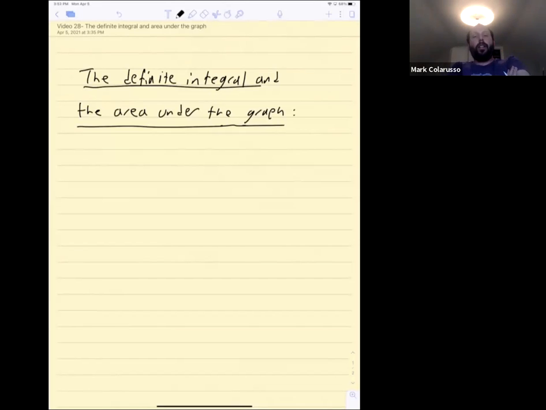Now, the same thing can be done in integral calculus. There's a similar connection between the computations and algebra of antiderivatives in integral calculus and areas under the graph. So, something about the geometry of curves.